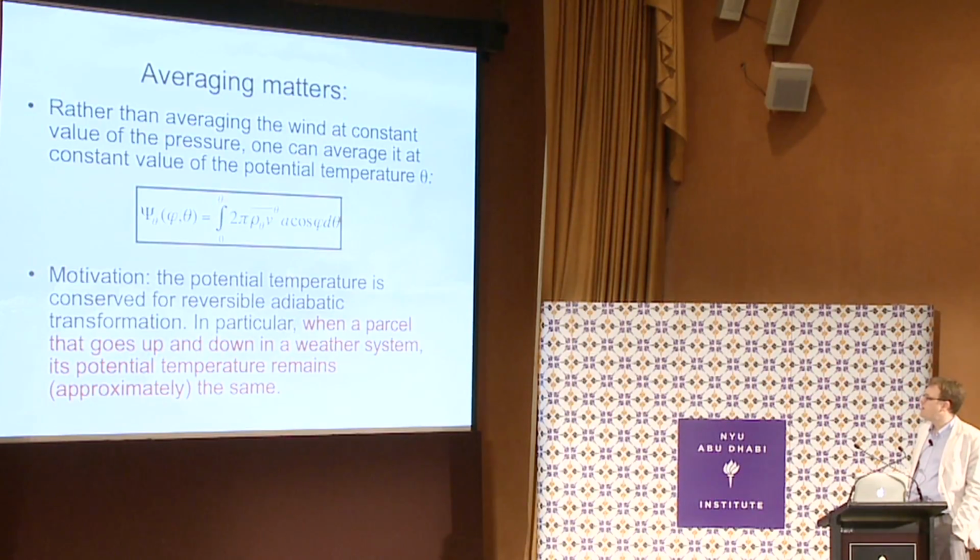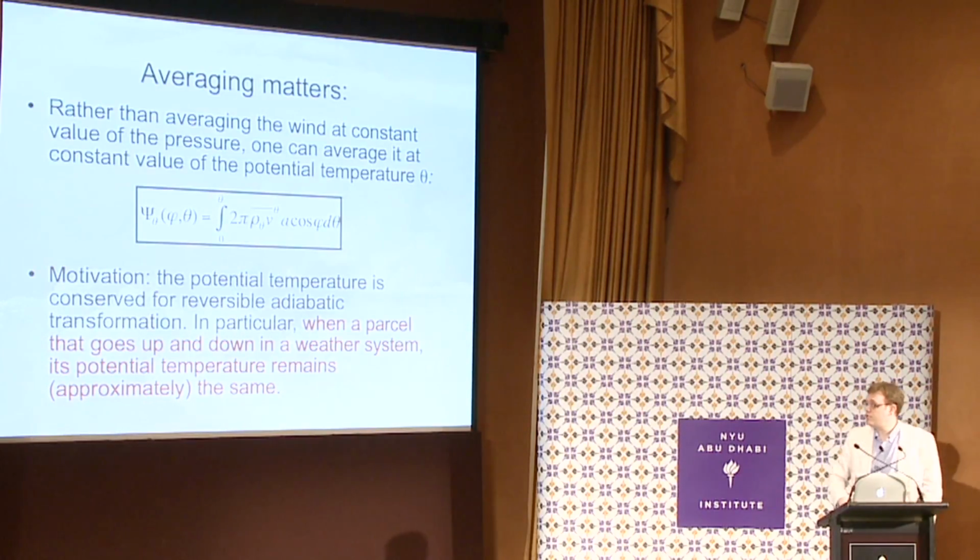I won't go too much into detail, but it corresponds to the temperature of an air parcel if you bring that air parcel to the Earth's surface. If you compress an air parcel back to the surface, its temperature would be warmer than it is because of the compression, and that's this potential temperature. The interesting characteristic of this potential temperature is that it's conserved for several days following the parcel motion. So by averaging this circulation on a surface of constant potential temperature, we get the possibility of tracking the parcels much better than if we try to average it on a surface of constant pressure.